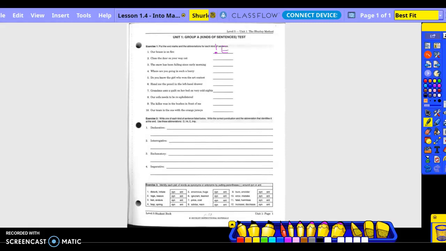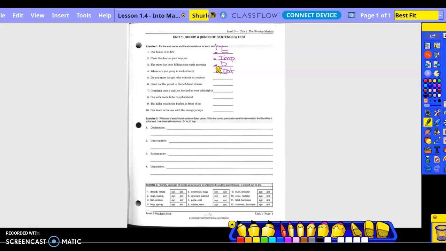Close the door on your way out. Imperative because it's a what? Command. The snow has been falling since early morning. Declarative because it's just a statement, right? Where are you going in such a hurry? Interrogative, so question mark.